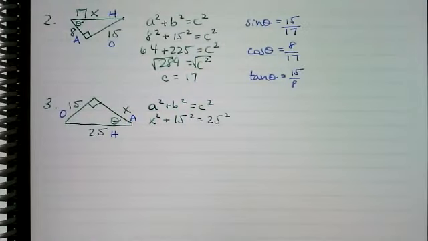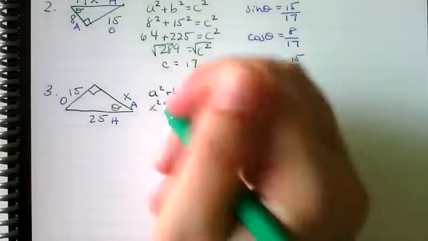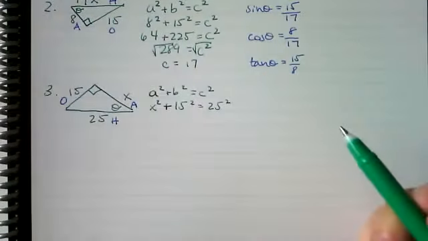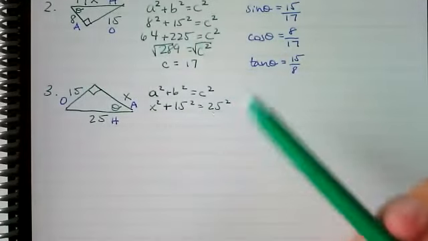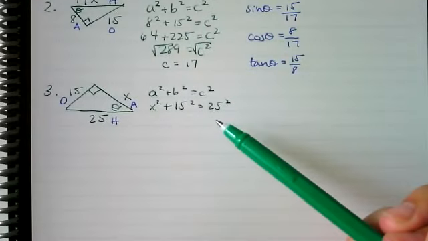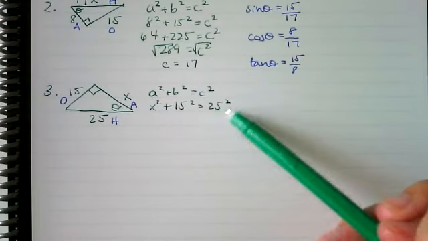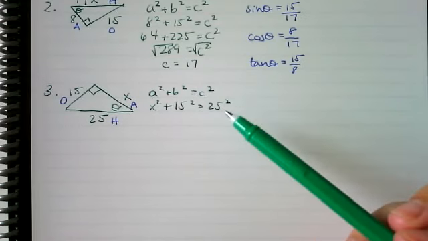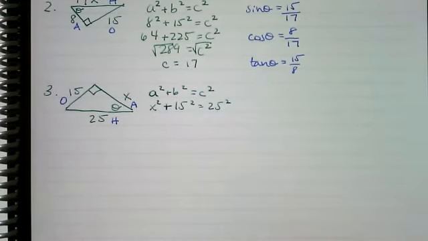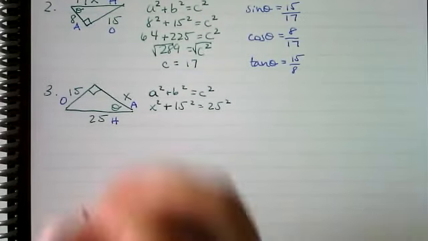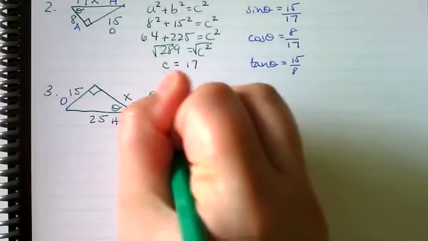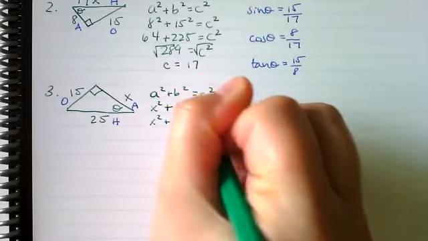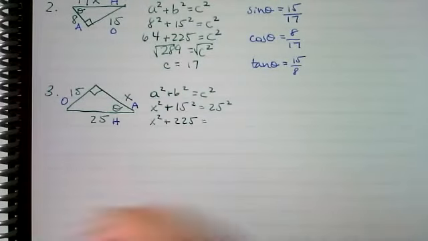So you have to pay attention to what you're trying to find and what you have. So if I have a hypotenuse, then I need to plug it in for the c value. If I'm trying to find the hypotenuse, then I'm leaving the c value as a c or as an x. So we need to pay attention to that. So I'm going to figure out what my squares are for each one. So I've got x squared plus 225 equals 625.